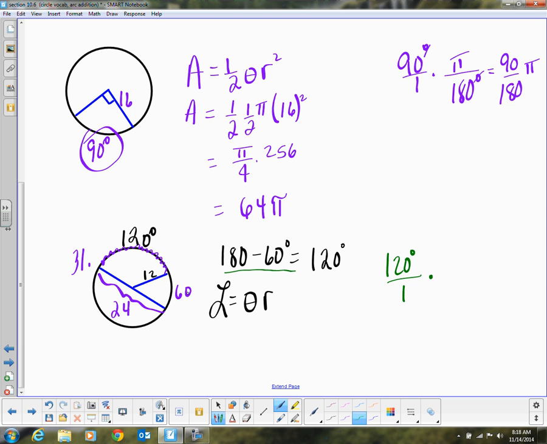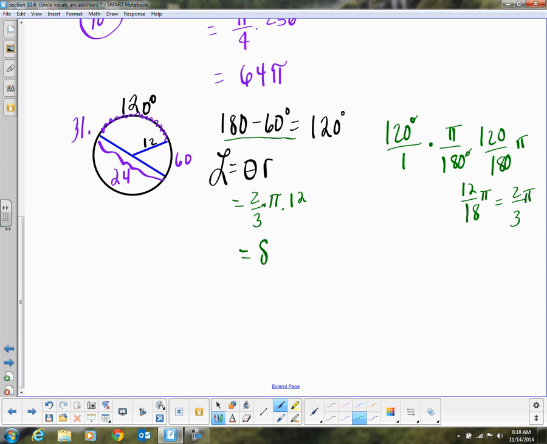That's my diameter. And I had to have this as a diameter so you knew that was 180. Without the diameter, you wouldn't have known. So we're going to do pi over 180 degrees, which gives me 120 over 180 pi, which definitely simplifies to 12/18. 6 divides 12 and 6 divides 18. So you're going to have 2/3 pi times your radius, which is 12. And when you get 24 over 3, you will have 8 pi.